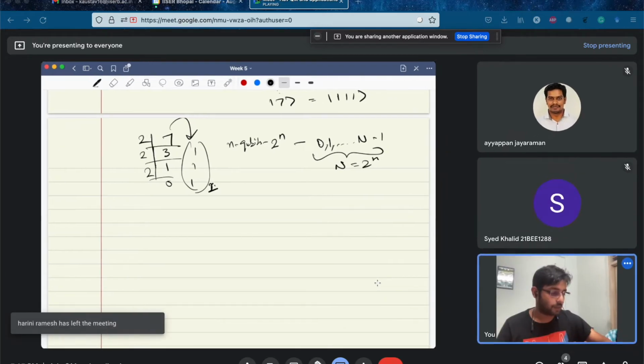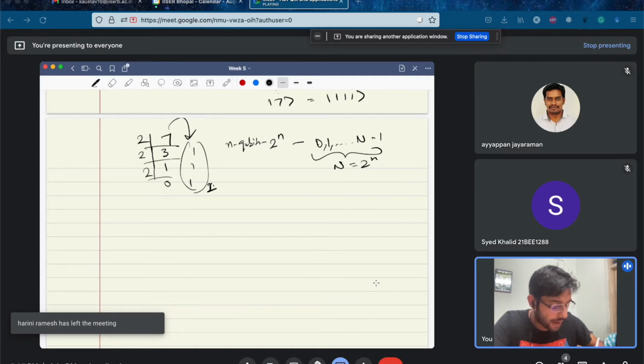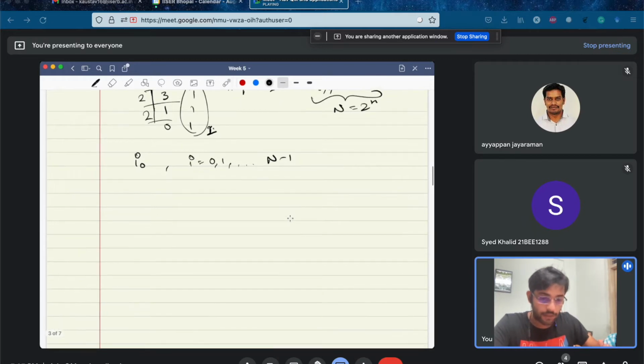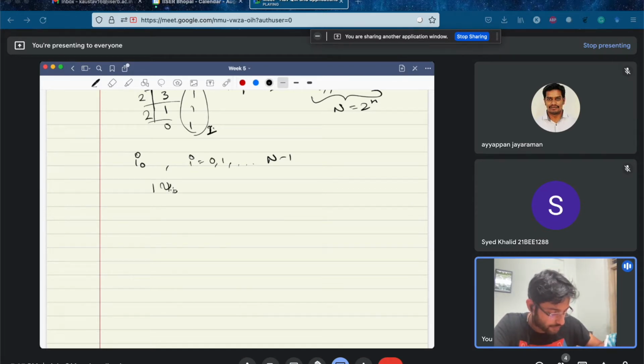So let's say you have to find the number i naught in the string of 0, 1 to n minus 1. Now to find the i naught number, there are certain steps that you have to consider. In the first step, we have our wave function written in the form 1 by root n, sum over i equal to 0 to n minus 1, of the state i, right?